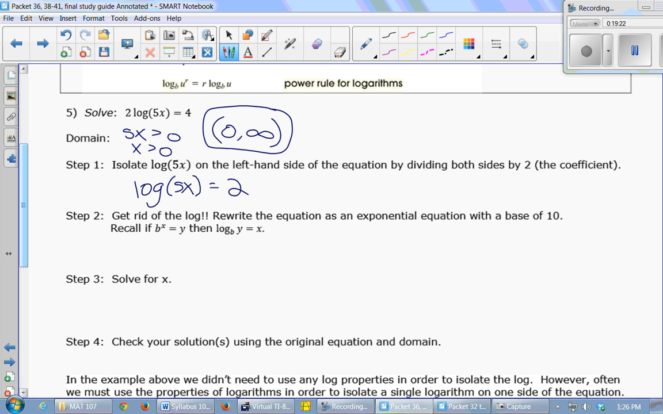All right, and then I want to get rid of the log by rewriting this as an exponential equation. Just convert this to an equivalent exponential equation. There's a base 10 there that's hiding, right? So this says that 10 to the 2 equals 5x. 10 squared equals 5x. So I convert from a log equation to an equivalent exponential equation. And then I can solve for x, because 10 squared is 100. If 100 equals 5x, what is x? x equals 20. Divide both sides by 5.